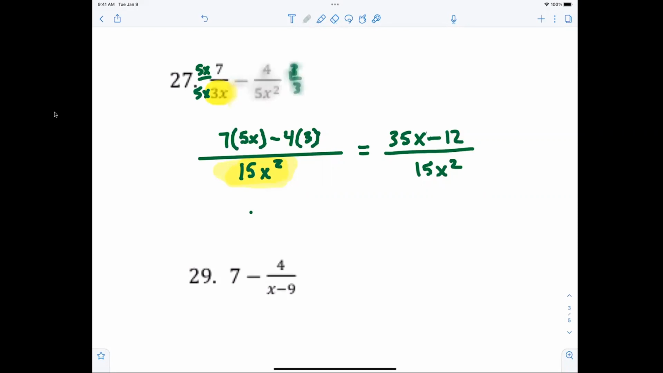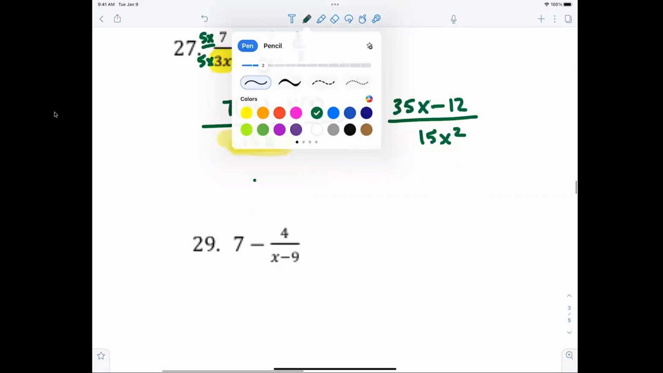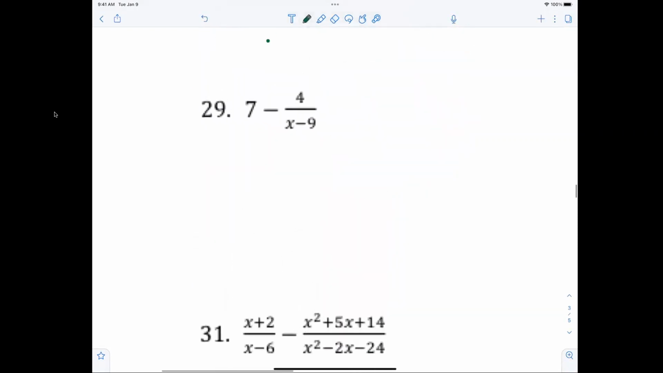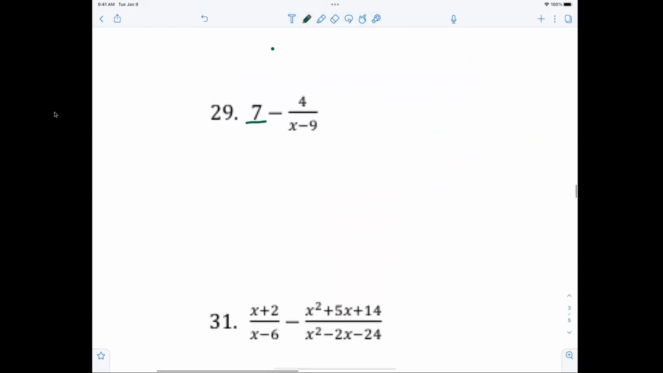All right, now they're trying to make it a little bit harder, so here we go. 7 over 1. Remember what I told you, people: x minus 9 is a quantity. So what is the common denominator here? x minus 9 is the common denominator. Now, if I wanted to, could I put a 1 in front? Yeah, but it's not necessary.